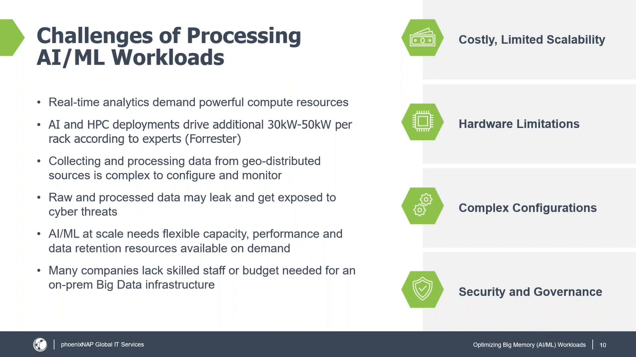Additionally, AI and HPC deployments can require a lot of power. According to Forrester, power demands increase an additional 30 to 50 kW per rack. And that kind of power density requires a lot of specialized data center space, equipment, and expertise to actually build it and manage it.